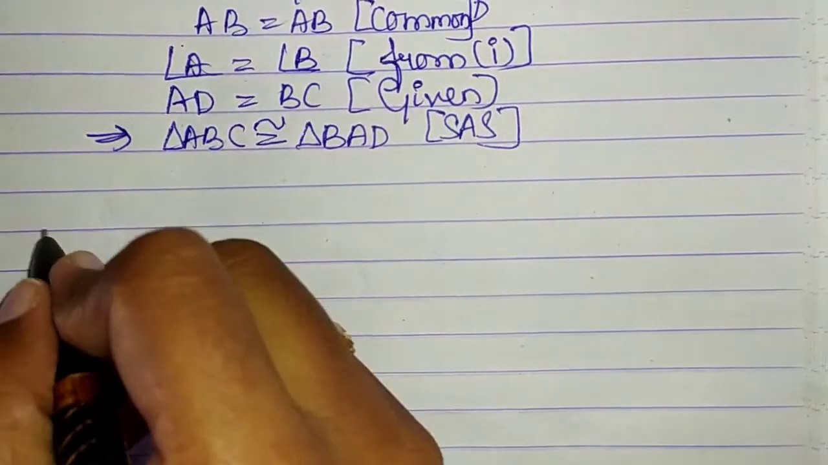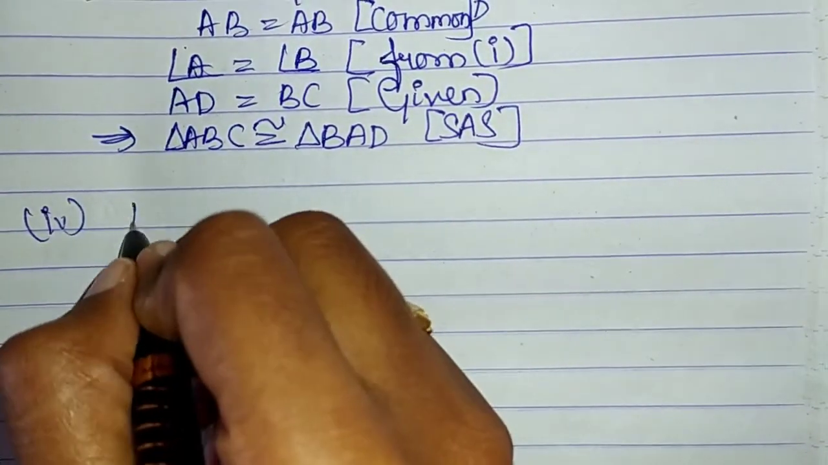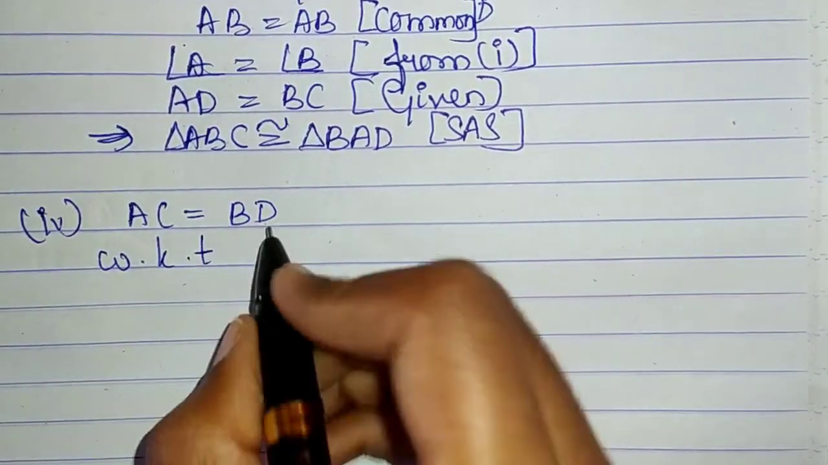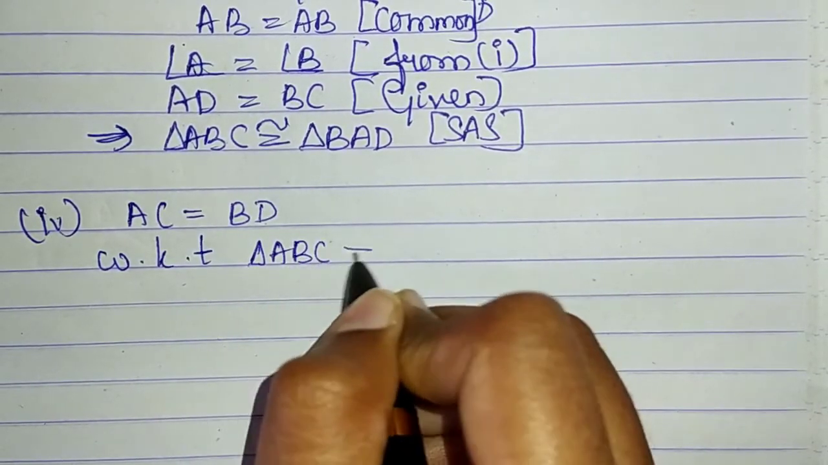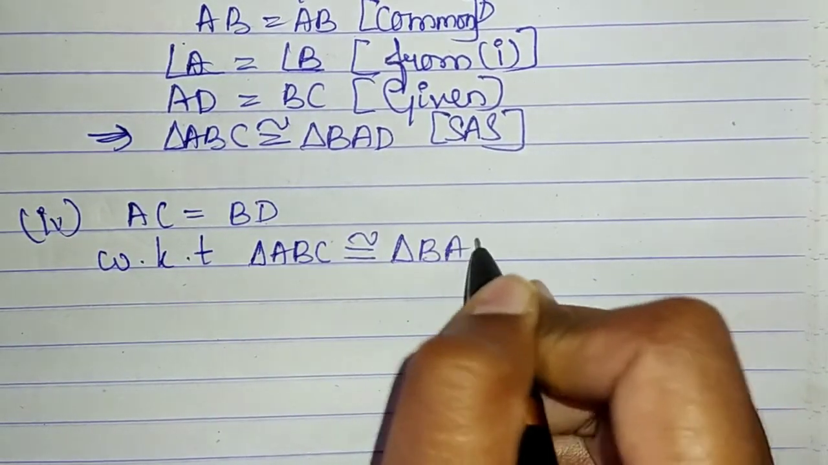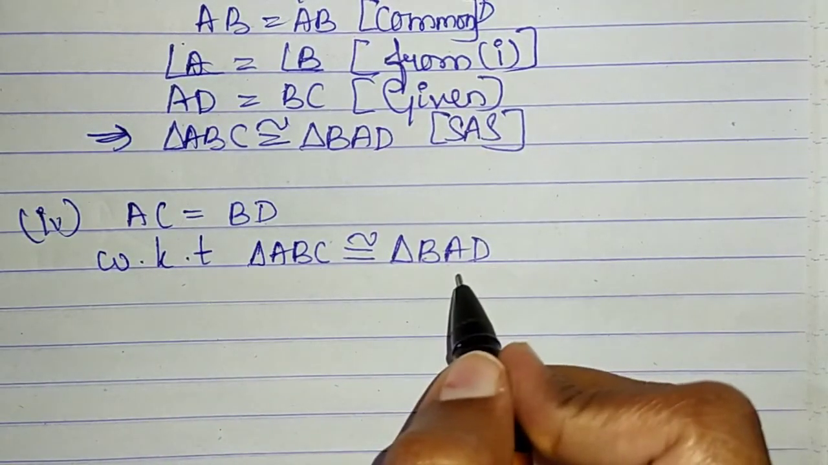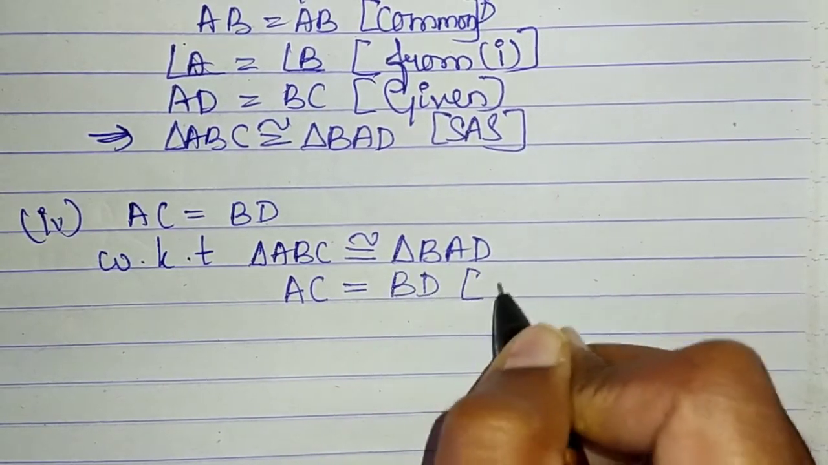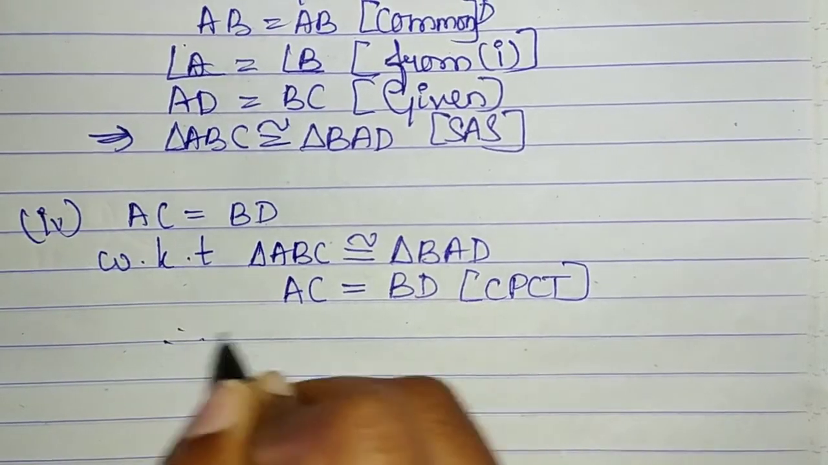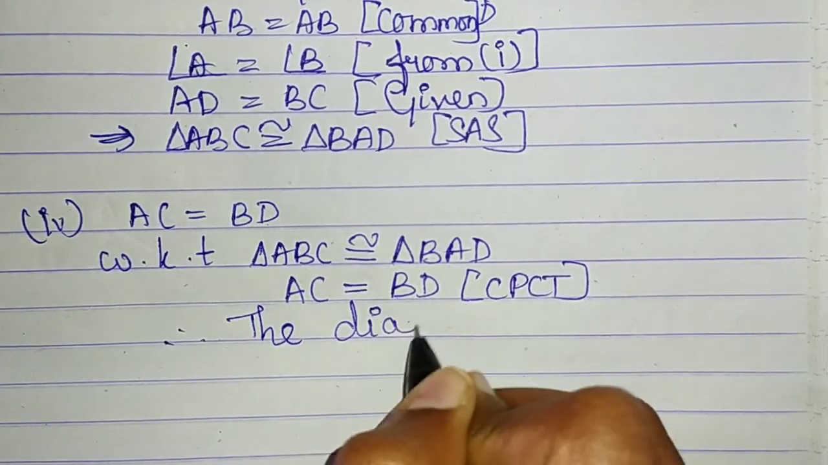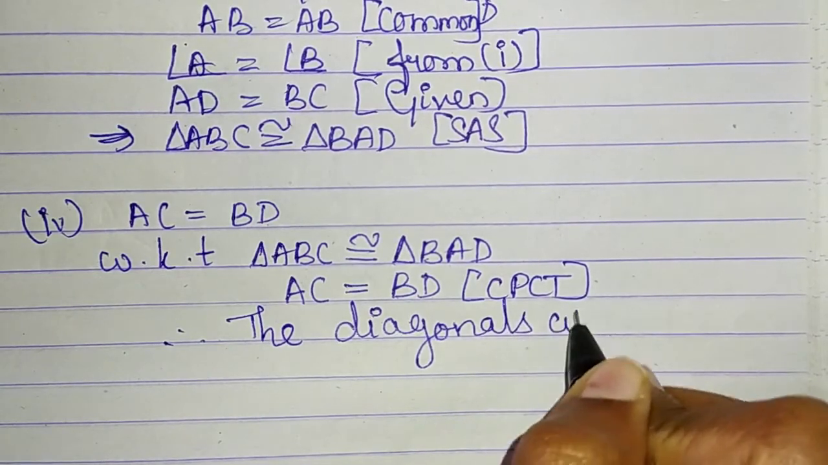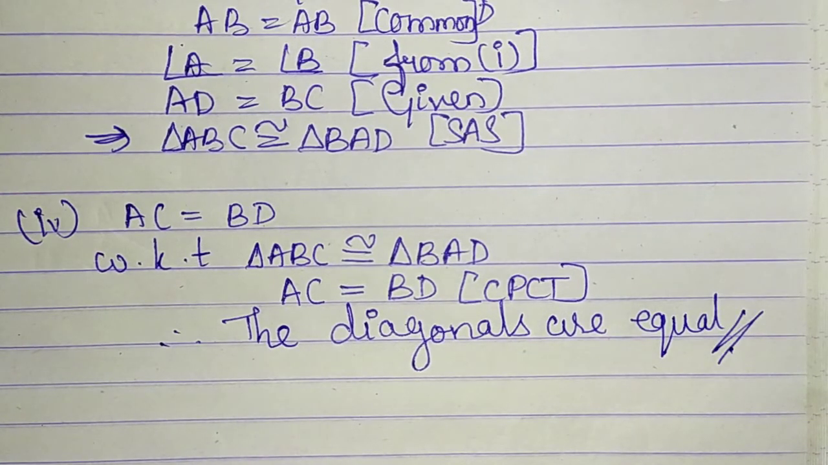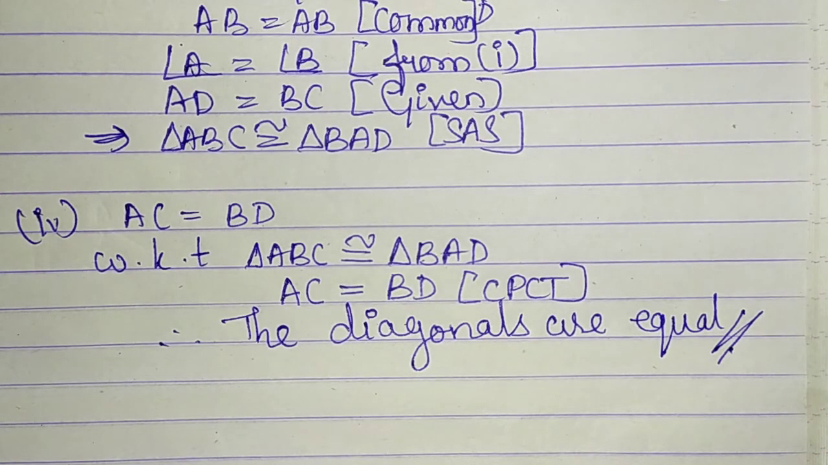And lastly, we need to prove that diagonal AC is equal to diagonal BD. This is pretty straightforward. We know that triangle ABC is congruent to triangle BAD. Since ABC is congruent to triangle BAD, we can say that side AC is equal to side BD by CPCT. Therefore, the diagonals are equal. So this completes your 12th question from exercise 7.1 and also the whole exercise.